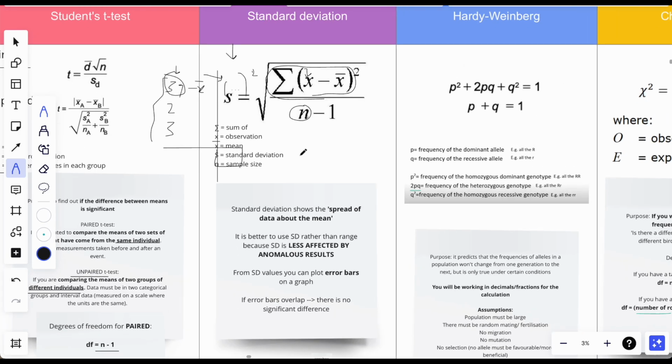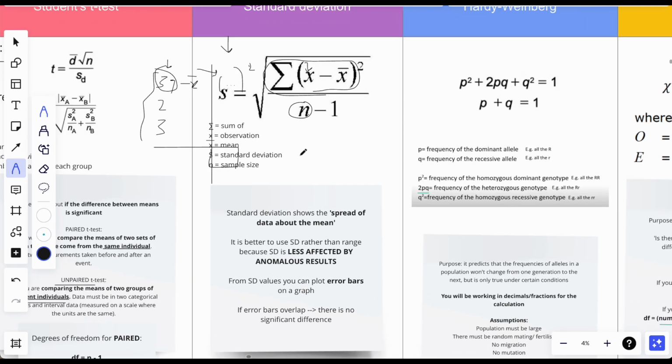And I've seen exam questions where it's like, why do we use standard deviation instead of range? Well, this is the reason why. It's because standard deviation is less affected by anomalous results. We don't want that, do we? That's not going to be very accurate or representative of the data we have. We don't like anomalous results. Get them away from us. So that's why we use standard deviation instead of the range.